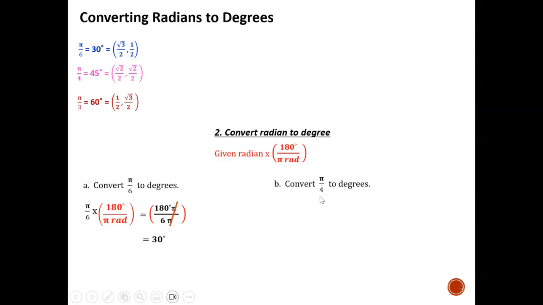In a similar fashion, pi over 4, right? Pi over 4 is equal to 45 degrees. But here's how we show it. We multiply by the conversion formula. It's going to give us 180 degrees times pi over 4 pi. The pi's cancel. So I'm left with 180 divided by 4, which will give us 45 degrees.